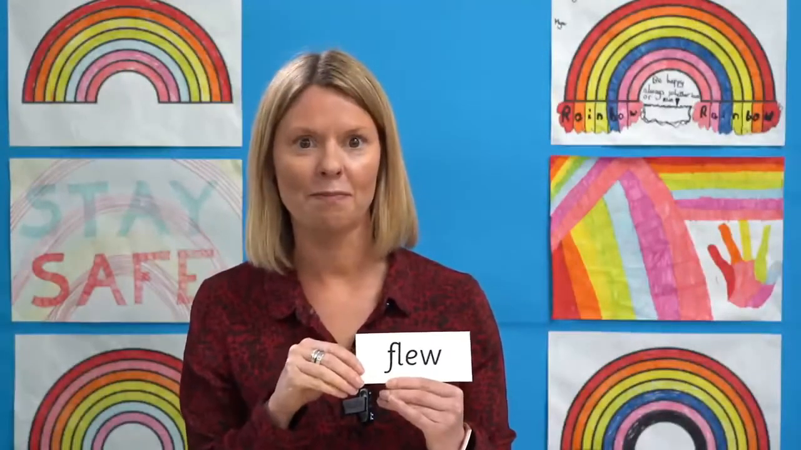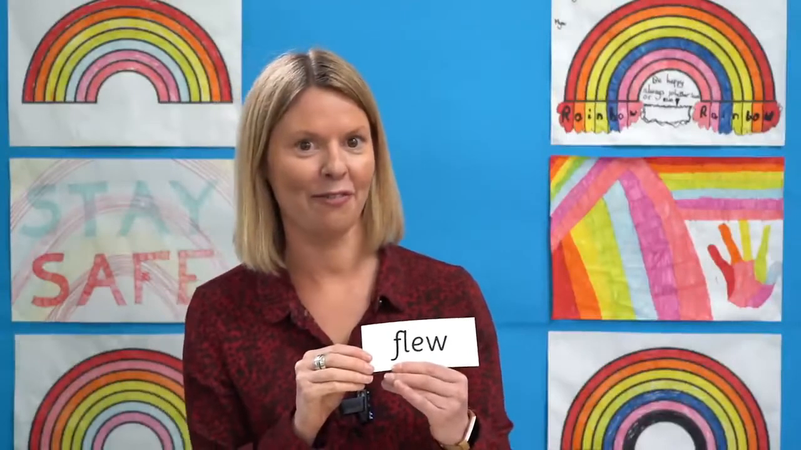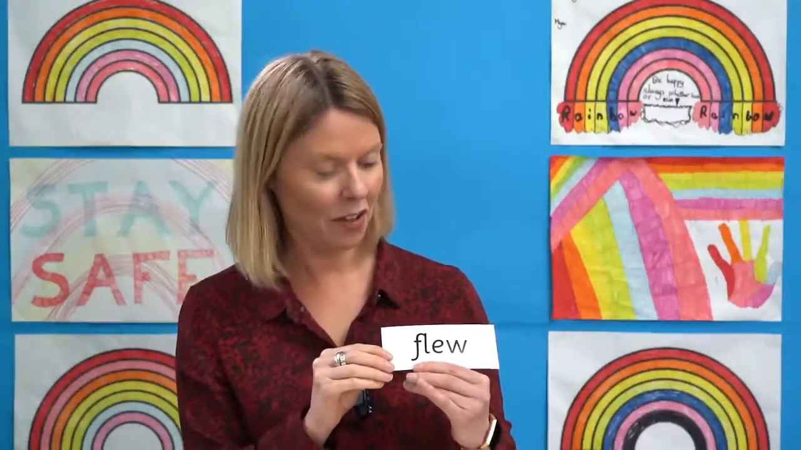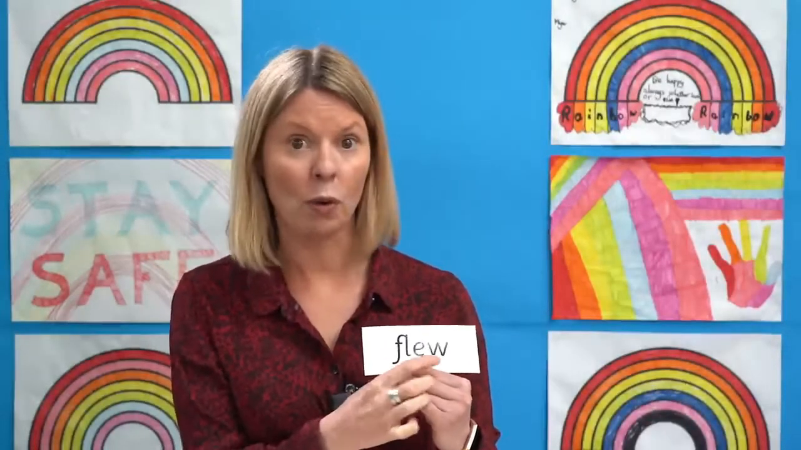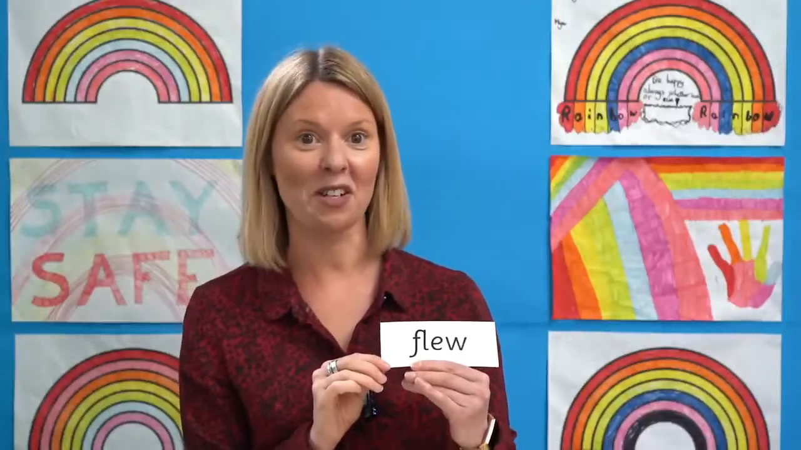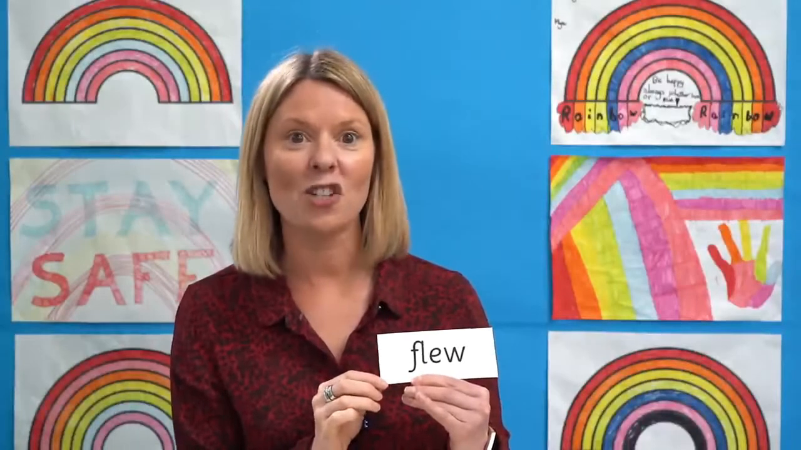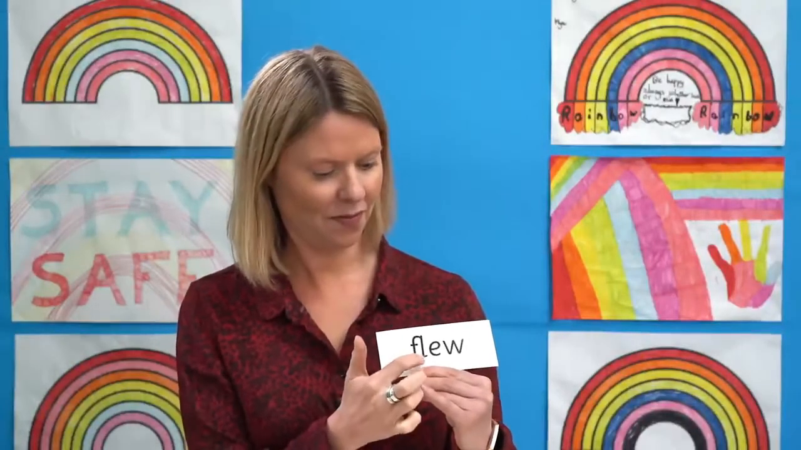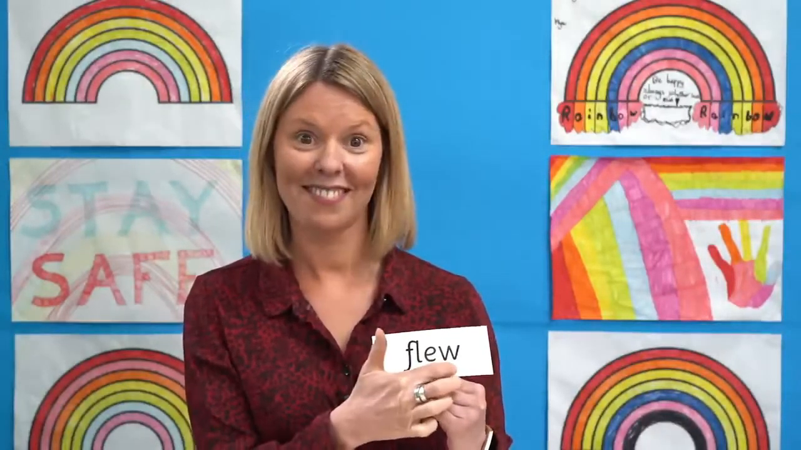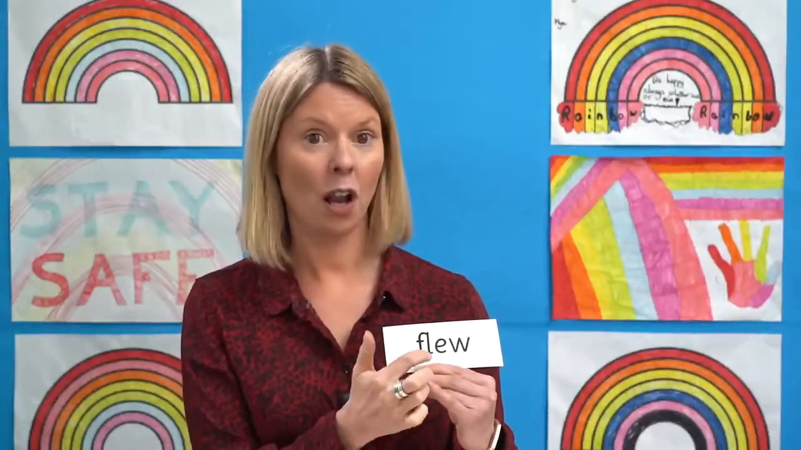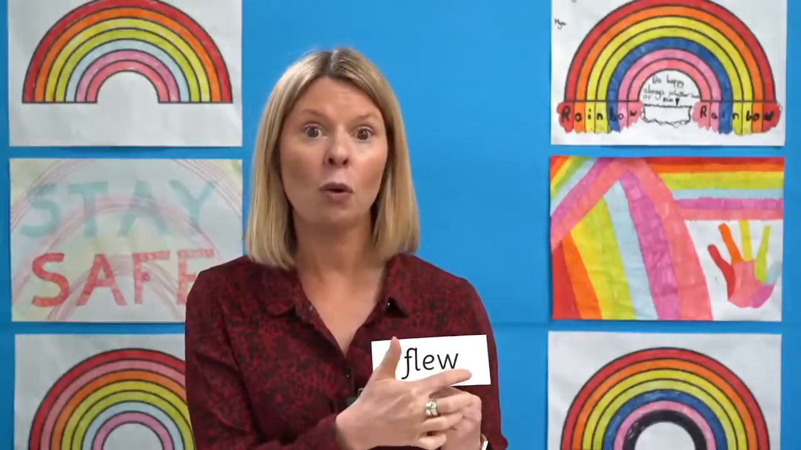Final word. Can you spot the digraph? Brilliant! The digraph is oo. Read each sound as I point. Now blend and read the word. Flew. Great reading. Time to mix them up.